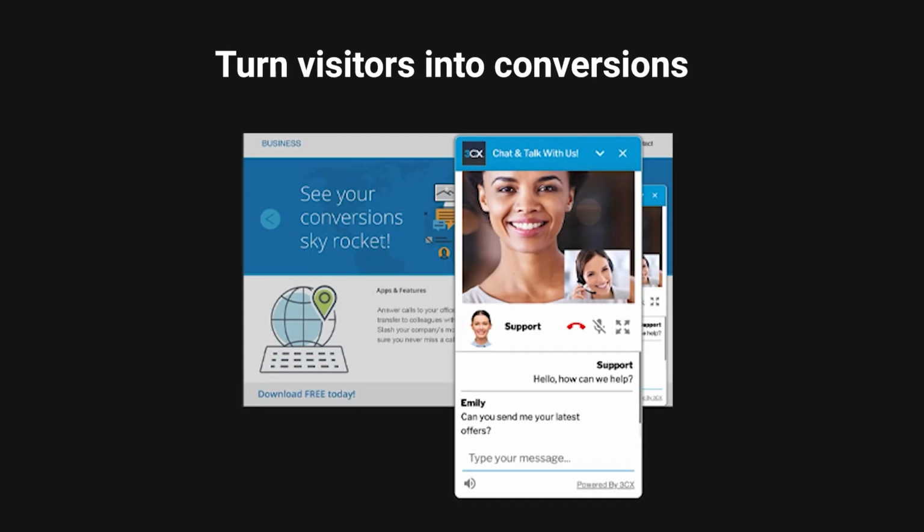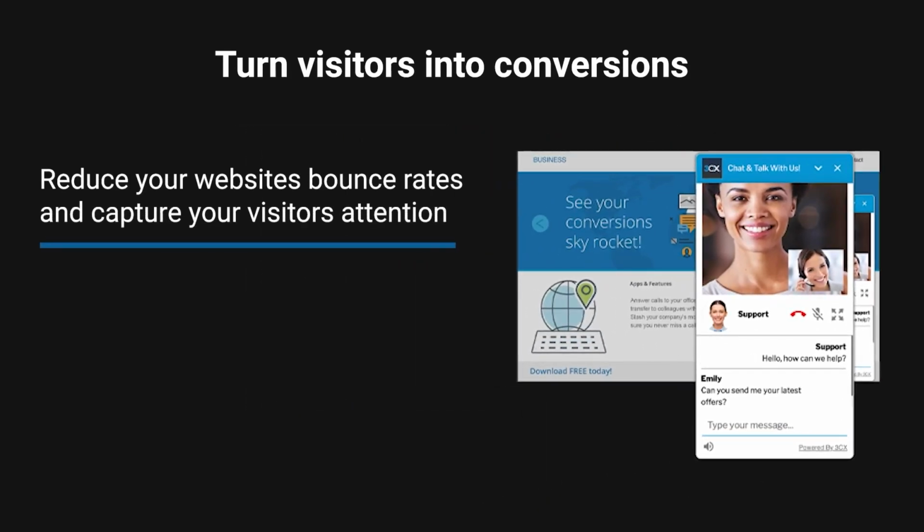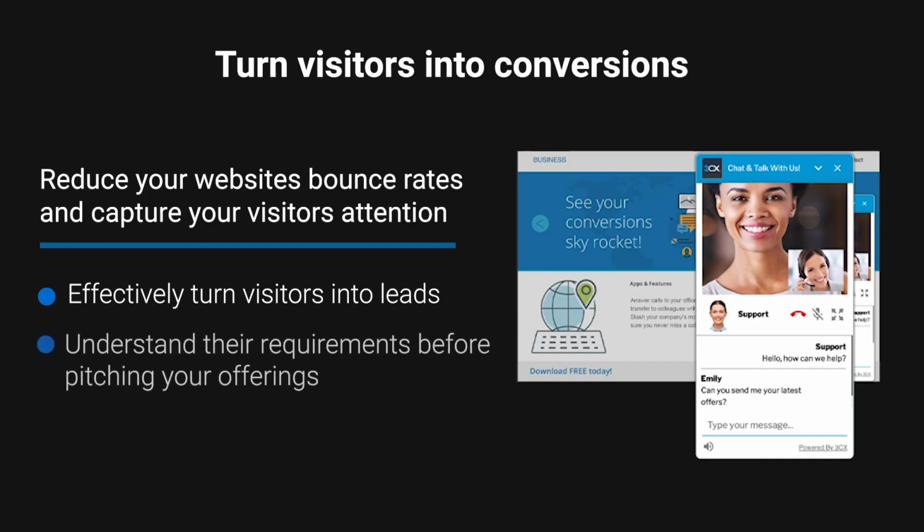Turn visitors into conversions. Reduce your website's bounce rates and capture your visitors' attention. Effectively turn visitors into leads and understand their requirements before pitching your offerings.